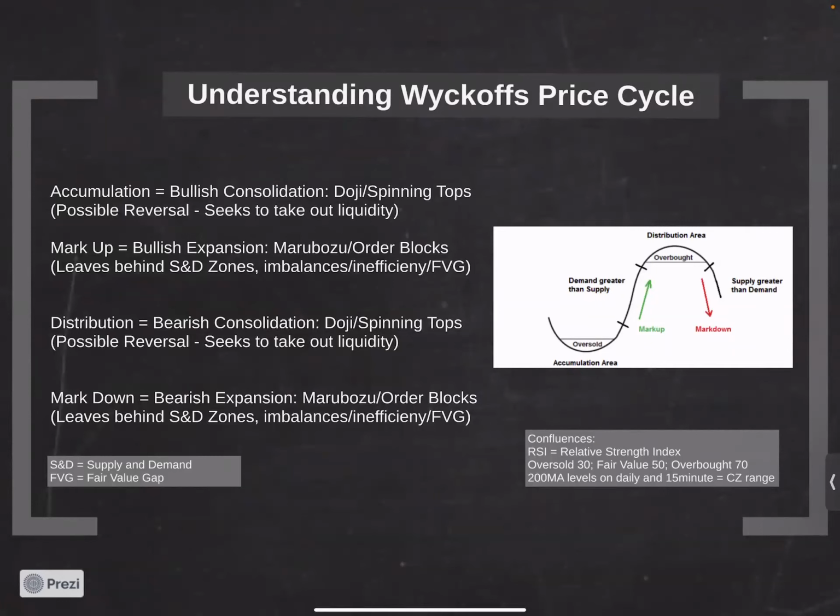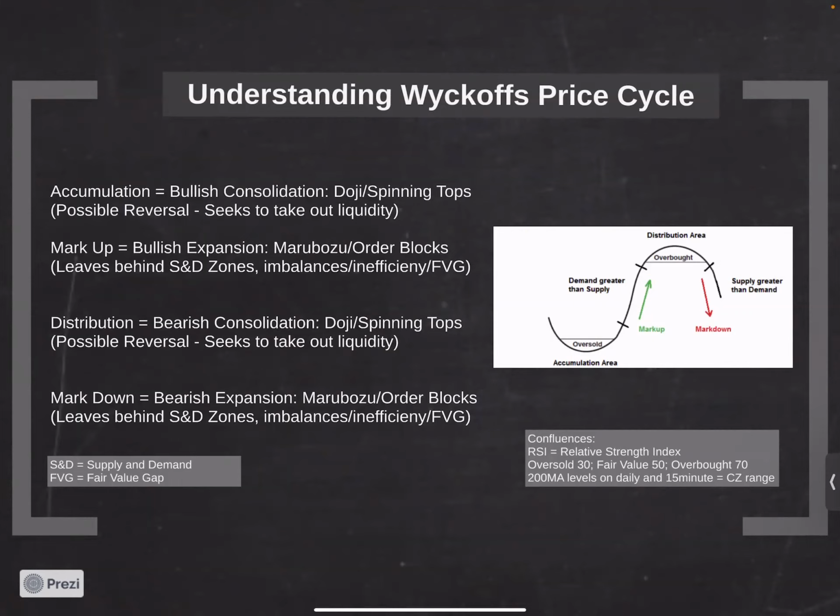Third, we have our distribution. Your distribution is going to be bearish consolidation. I'm looking for the same thing. However, I'm looking for the candles to be red at some dark pool levels, some strong previous resistance or supply. All right.